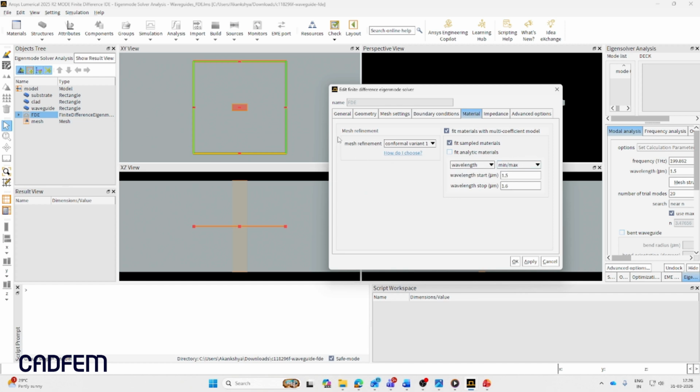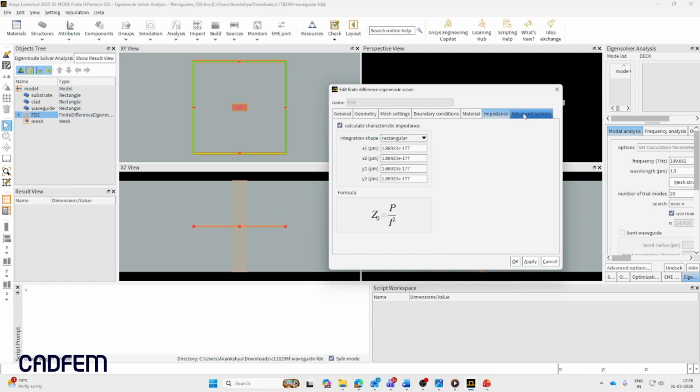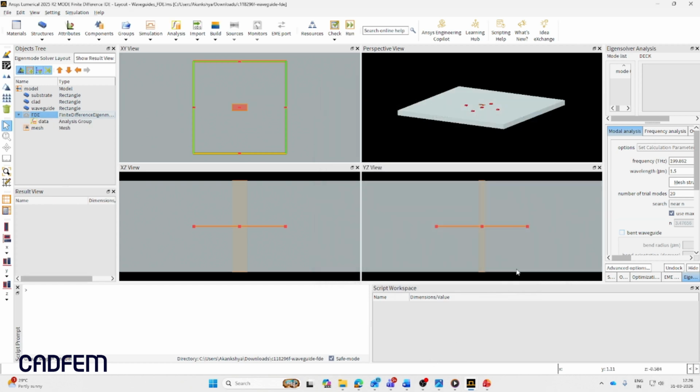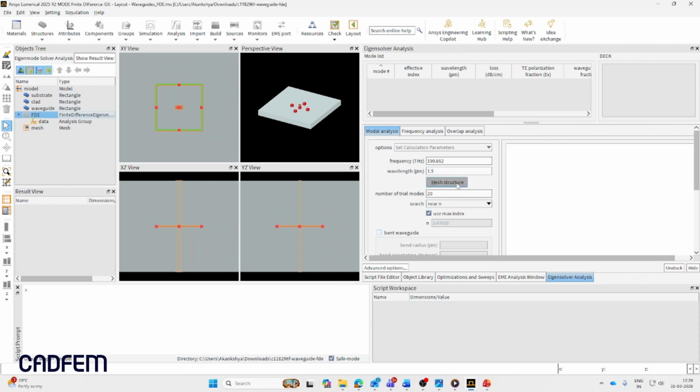Boundary conditions are another important aspect of the setup. In this case, the boundary condition is set to metal, although other options such as PML, symmetric and anti-symmetric boundaries are also available. For meshing variants, options like conformal variants and staircase meshing are provided, and here conformal variant 1 has been selected. The wavelength range for the simulation is defined from 1.5 to 1.6 micrometers. Other parameters such as impedance and constants are kept at their default values.